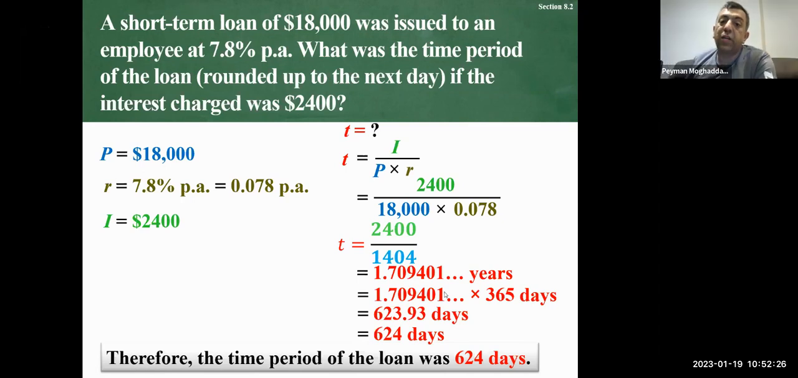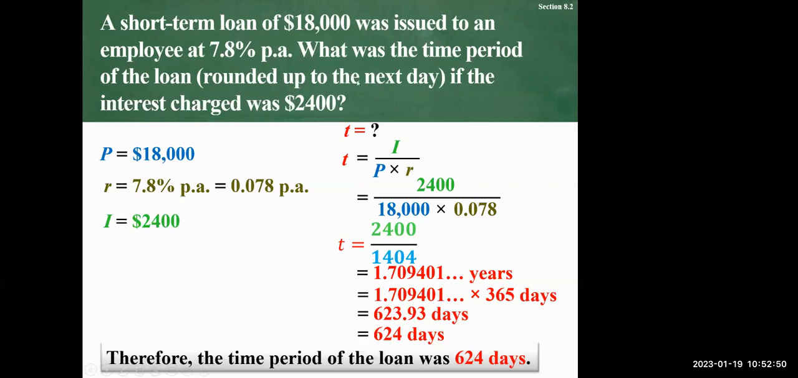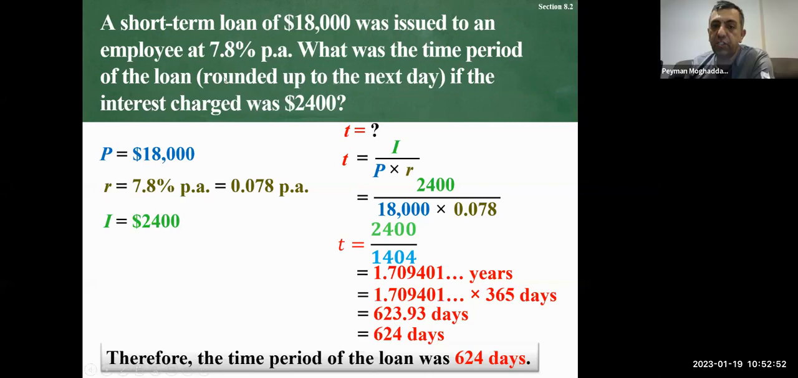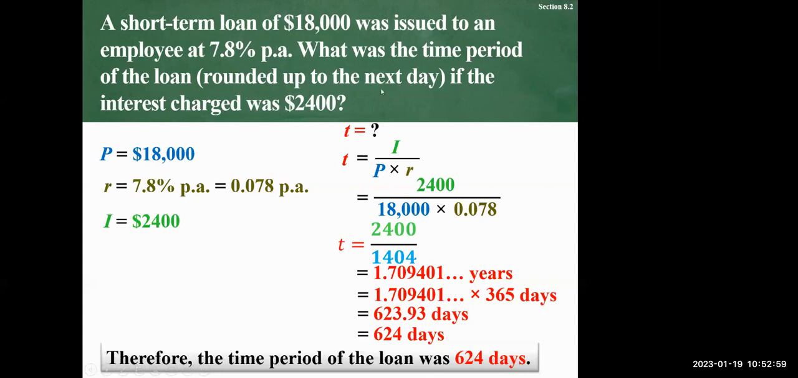No, it said rounded up to the next day, right? What was the time period of the loan rounded up to the next day. If it doesn't say rounded up to the next day, you can put it as years, 1.71 years, because you have to round it to 2 digits. But if it says rounded up to the next day, immediately you need to calculate based on days, okay? Okay, thank you. You see this, rounded up to the next day? You see my cursor? Yeah. All right.